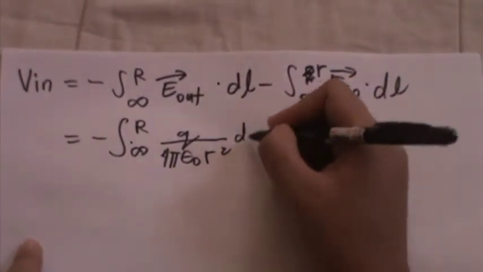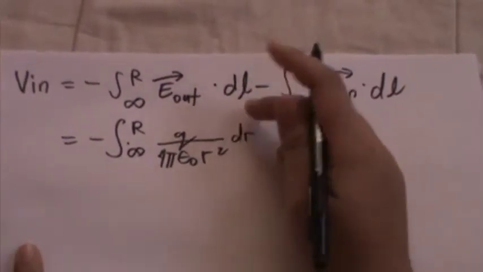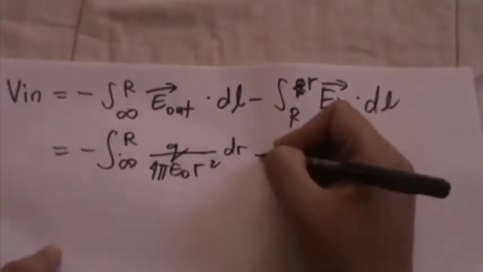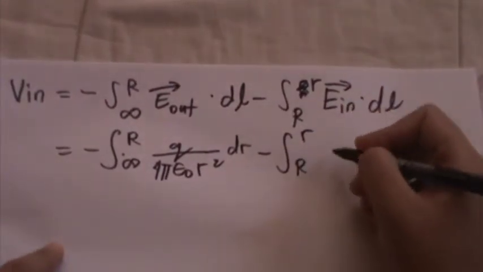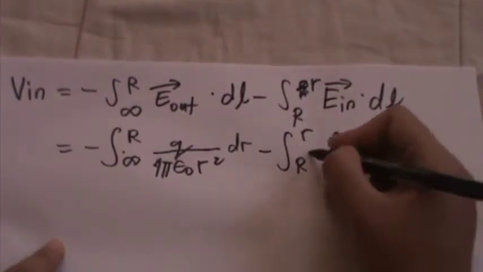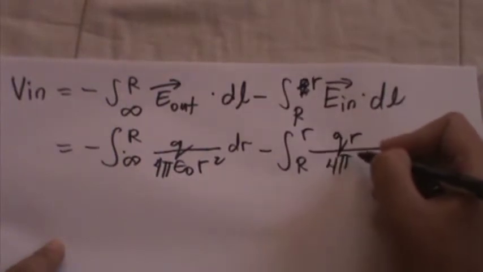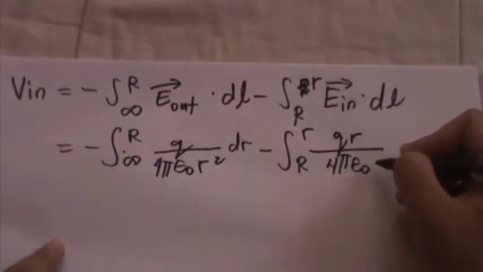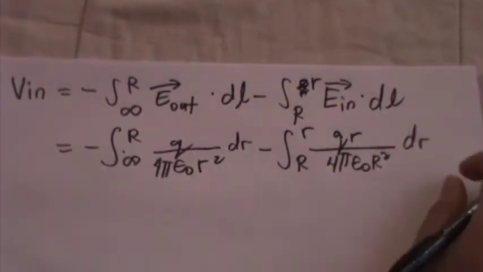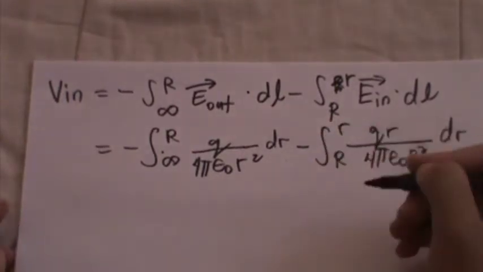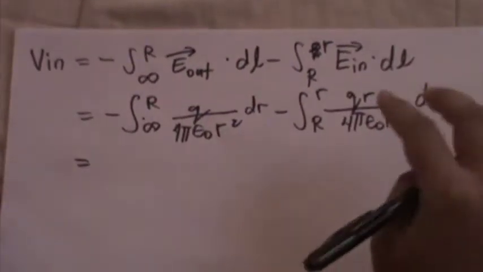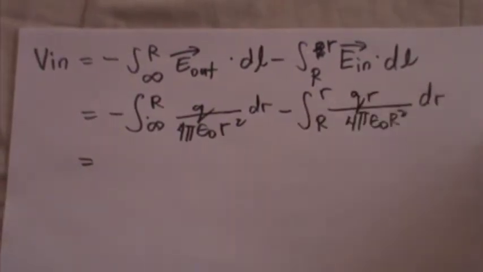Let's put dr for the dl. Substitute the dl, assuming that dl is dr, minus integral of capital R, Q r over 4 pi epsilon naught R squared dr. Okay, next we'll manipulate the equation that we substituted.